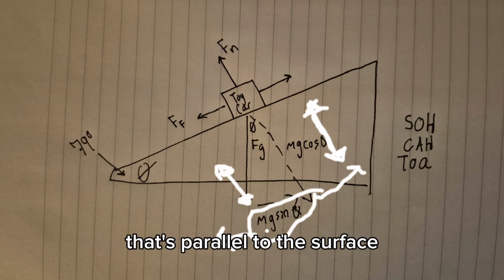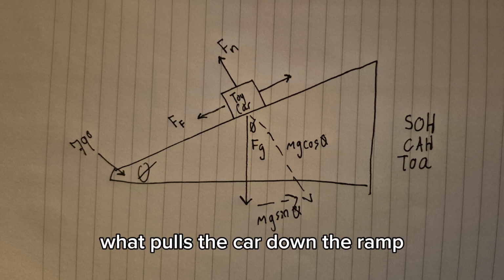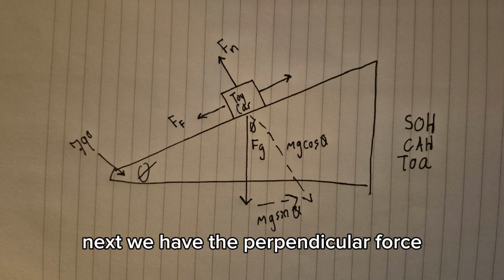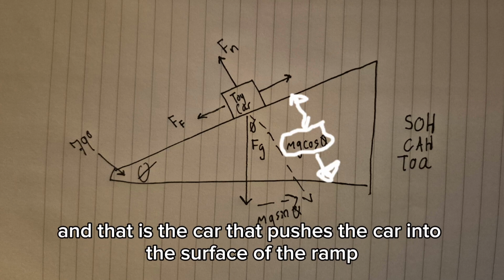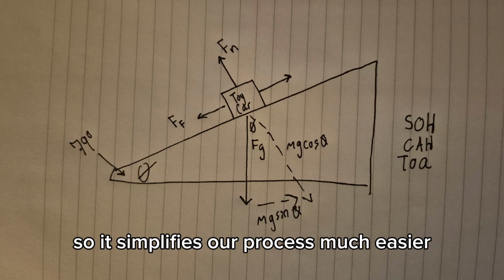The parallel force is the one that's parallel to the surface, and this part of gravity is what pulls the car down the ramp. Next, we have the perpendicular force, and that is what pushes the car into the surface of the ramp. We want to identify these two different components of gravity so it simplifies our process.